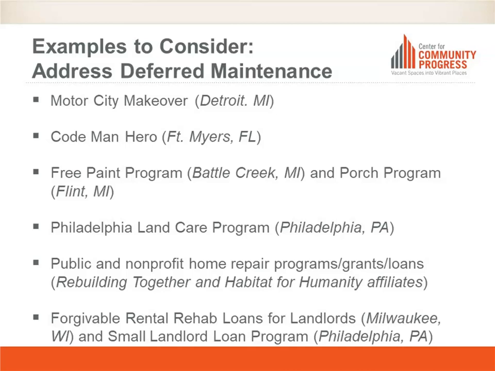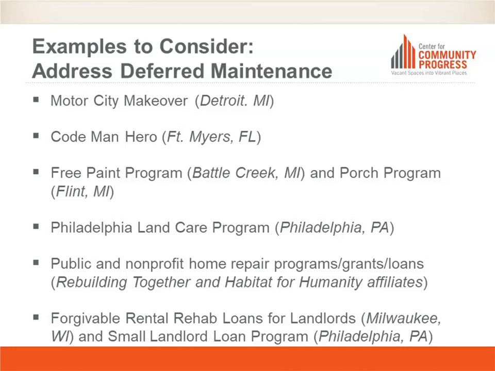There are other programs and resources that cities can offer or partner with nonprofit institutions or other neighborhood organizations to do. Battle Creek, Michigan has a free paint program. They provide up to 10 free gallons of paint for folks that simply need to paint the exteriors. There's a porch program in Flint, Michigan, which was started by a resident to simply engage their neighbors, to initiate porch repairs, to plant gardens, and then to partner with local educational and financial institutions to build support and resources to be able to do that.